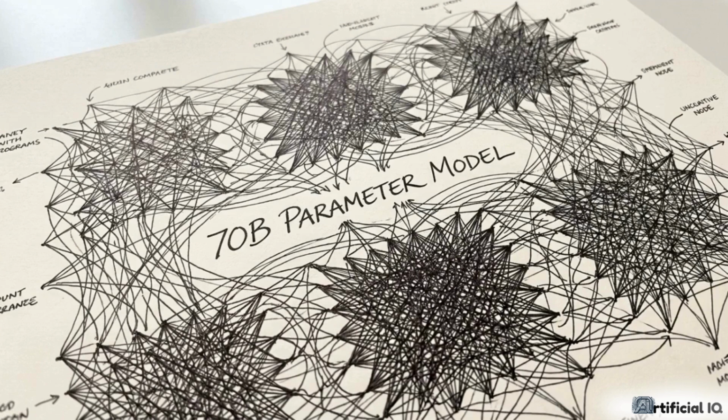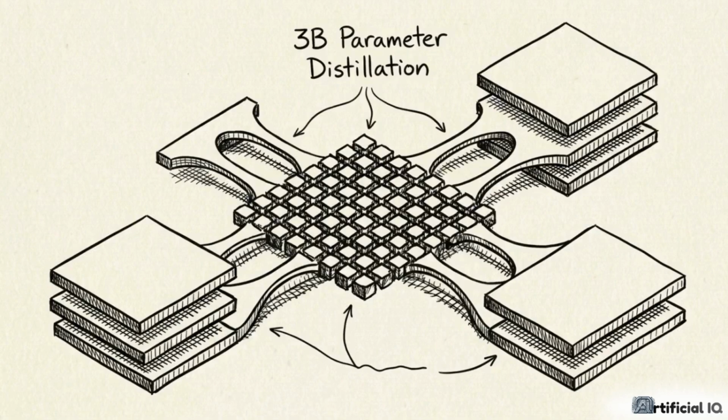Engineers often default to massive 70 billion parameter models when a highly tuned, distilled 3 billion parameter model would execute the specific task at a fraction of the hardware cost.